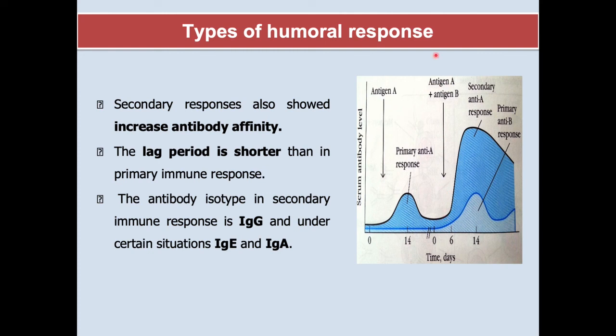So the memory cell already recognizes antigen A. But then how about antigen B? There is no memory cell for antigen B. So that's why the graph for antigen B is similar to the primary response, because it has no memory cell yet. So the pattern of the graph is the same as the primary immune response. Okay, but then if there is a subsequent infection with antigen B, only then will the graph be the same as antigen A just now.